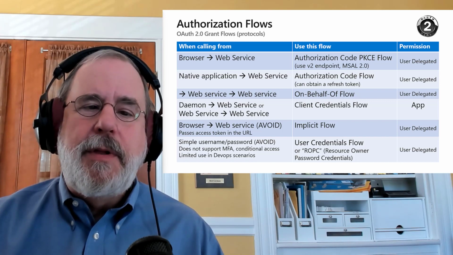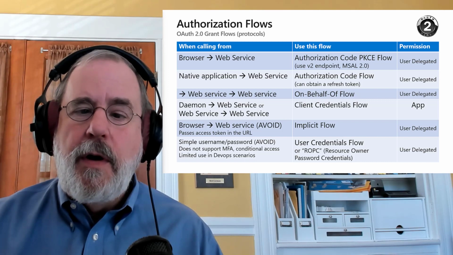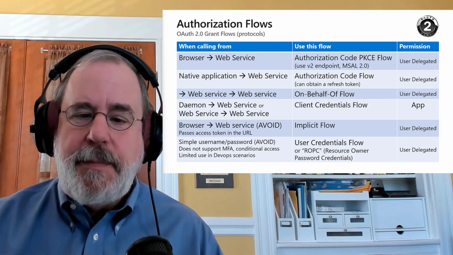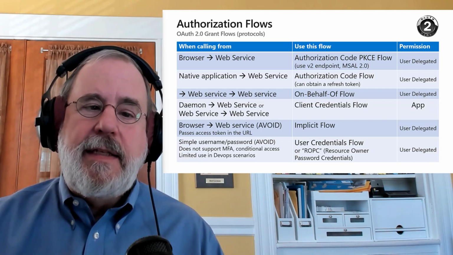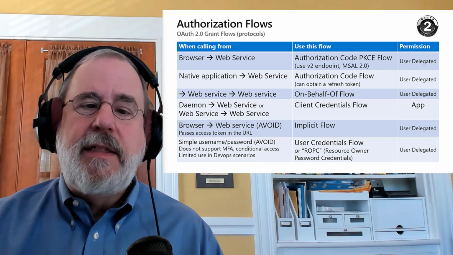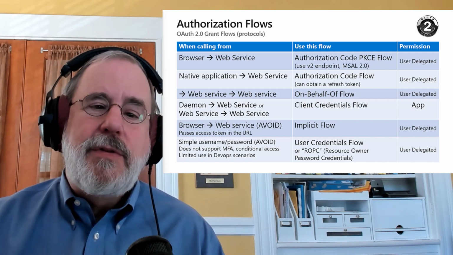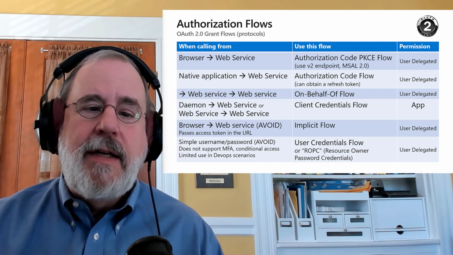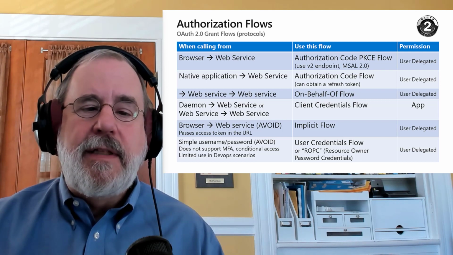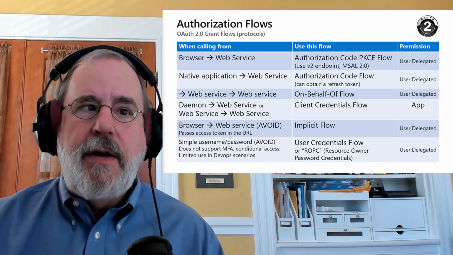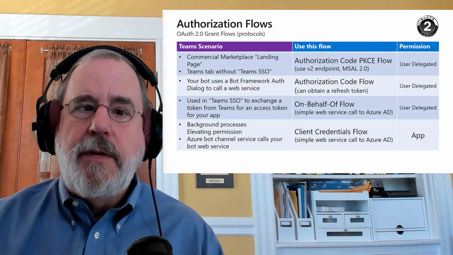And the other one is a simple username password, which is sometimes called user credentials flow or resource owner password credentials, because we have to have fancy names for everything. Really want to avoid this. It doesn't support multi-factor authentication. It doesn't support conditional access. It trusts the application to actually handle the user's password, which could be used again later. In general, you don't want to use this at all, and it really is of limited use in certain DevOps scenarios. So inside of Teams, we're primarily going to use these four flows.